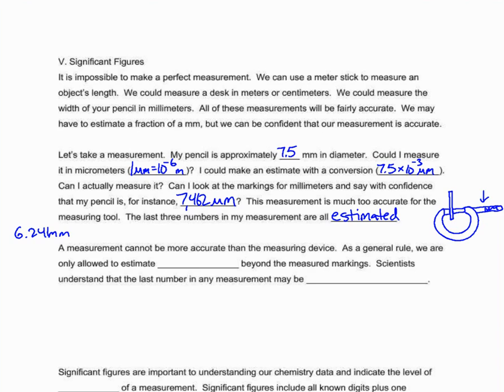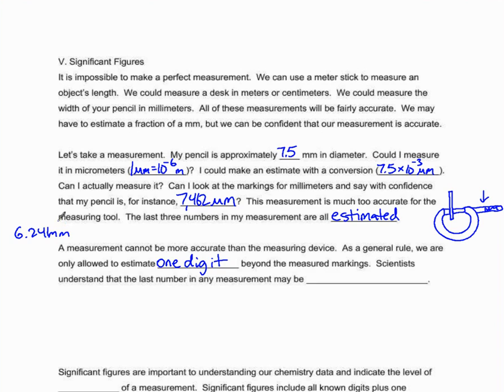My calipers were doing a very good job of measuring, and as a general rule, we are only allowed to estimate one digit beyond the markings that are on the measuring tool. So there was a line for 7, there was a line for 8. 7.5 is reasonable. 7.462 was not reasonable because I estimated 3 digits. What I did was take a measurement that was way too accurate for the tool that I was using.